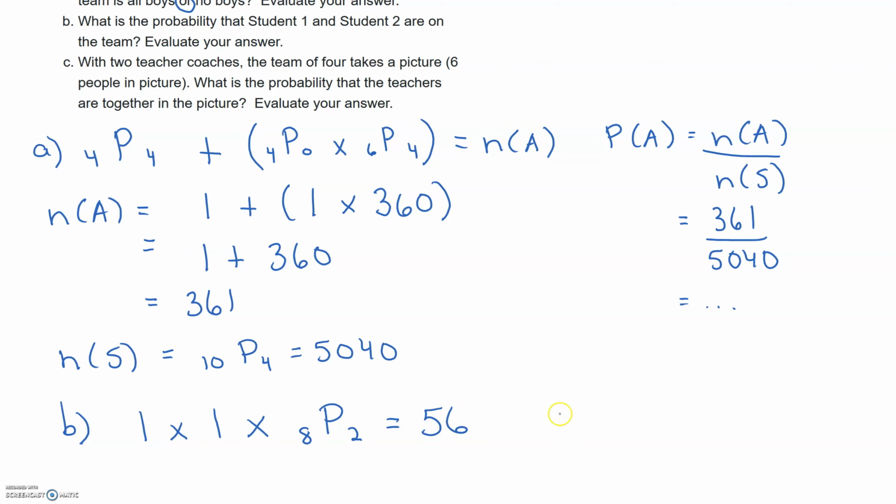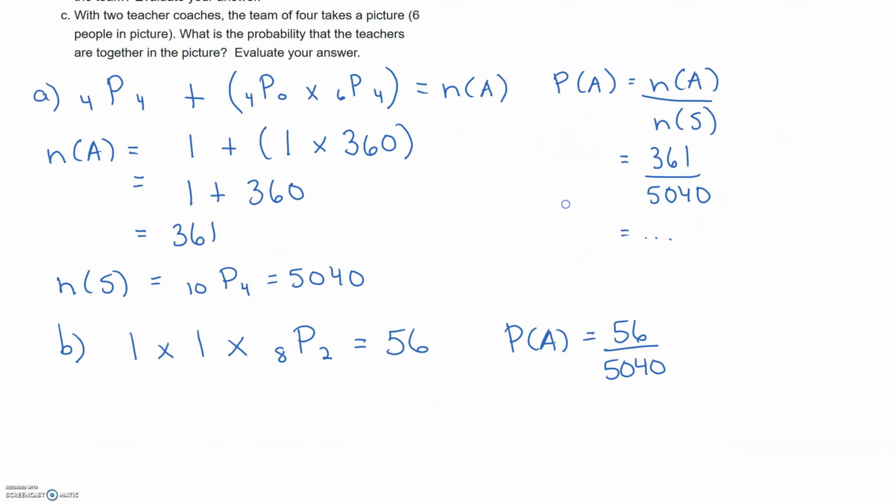Okay, so that's the number of ways that you can have student 1 and student 2 in the team. Now, if you need to do the probability, remember that it's n(A) divided by n(S). There's 56 ways to have student 1 and student 2 on the team. And then finally here, we have 5,040, which is your sample space.